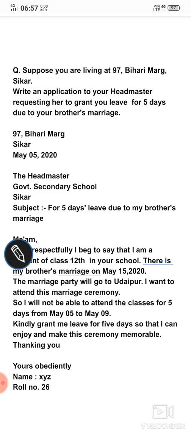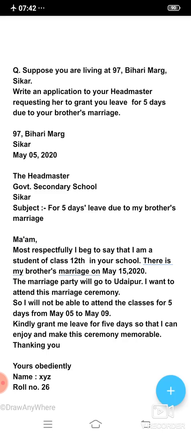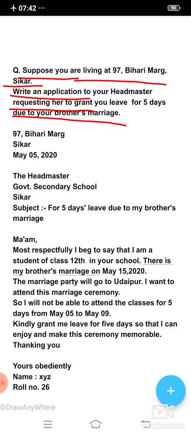One more question which we are going to discuss is here. Suppose you are living at 97 Bihari Marg, Sikar. Write an application to your headmaster requesting her to grant you leave for 5 days due to your brother's marriage. To remove gender bias, we can use headmaster for male and female, but in traditional grammar we use headmistress for ladies.